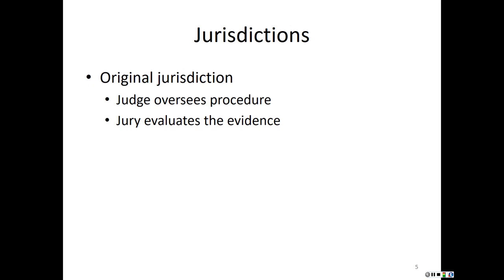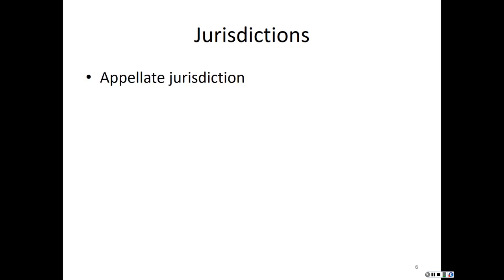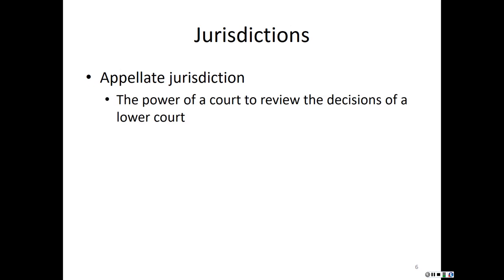The second type of jurisdiction is called appellate jurisdiction. Appellate jurisdiction is the power of a court to review the decisions of a lower court. Once again, I know we haven't gone over higher or lower or anything like this. Give me just a second and we will.